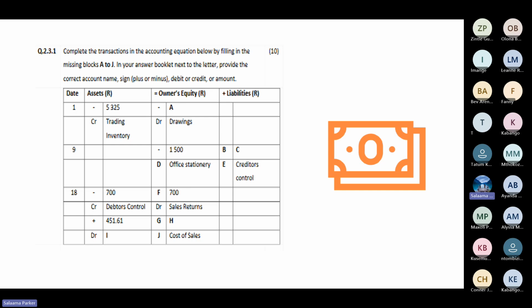What will C be now? What will the amount be here for C? Will it be the same amount or a different amount? Same. Well done. It will be the same amount. So that will also be 1,500 Rand.